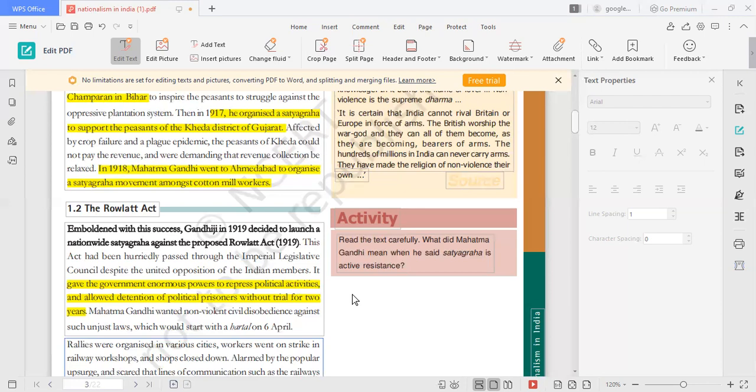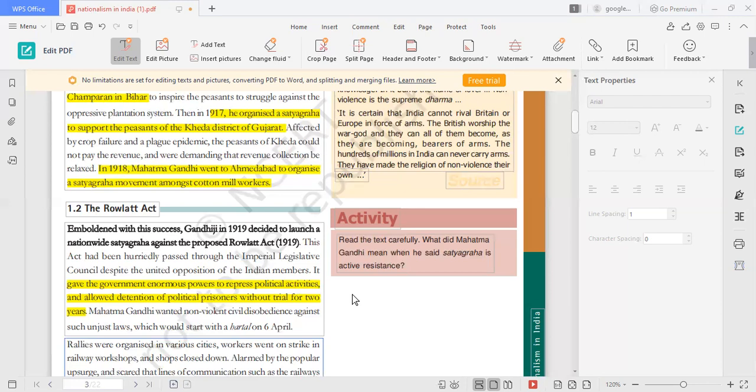So Mahatma Gandhi now wanted to launch non-violent civil disobedience against such an unjust law, which would start with the Hartal on 6th April. Hartal is a lockdown. I mean, the shops will be closed. Children will not go to school. People will not go to shop and they will not work. Buses will not run. Everything will stop. So he decided to launch a non-cooperation movement nationwide against this Rowlatt Act.